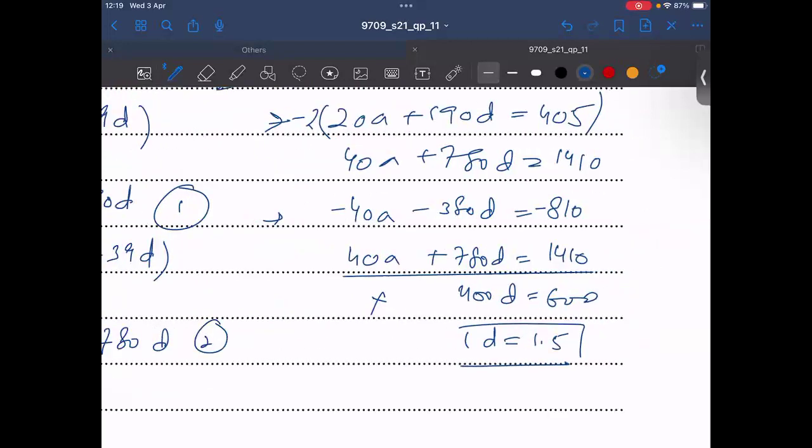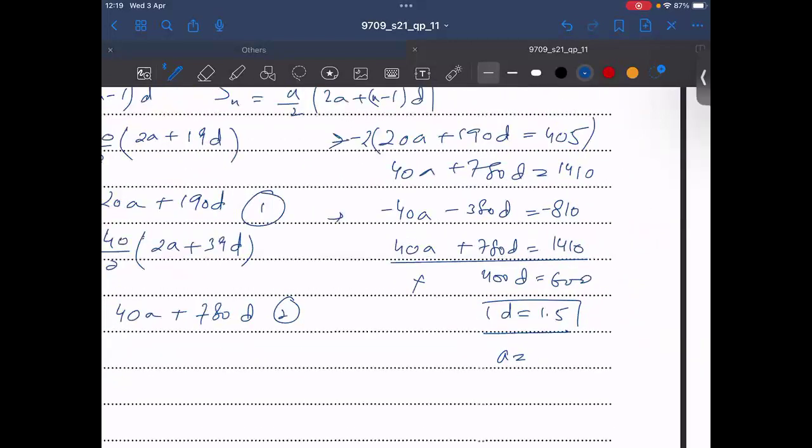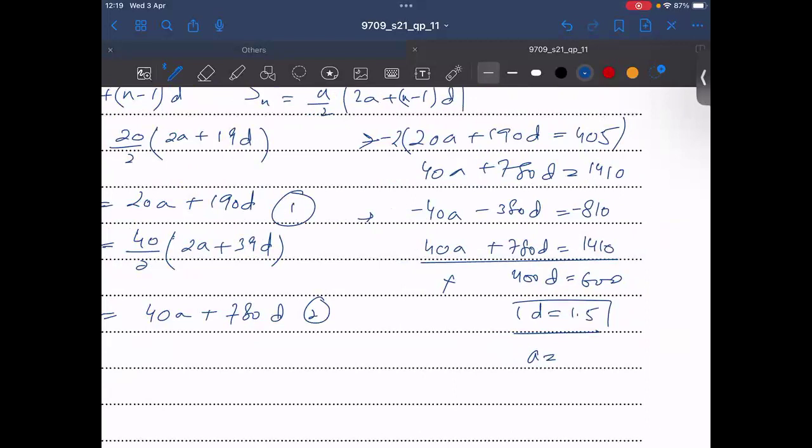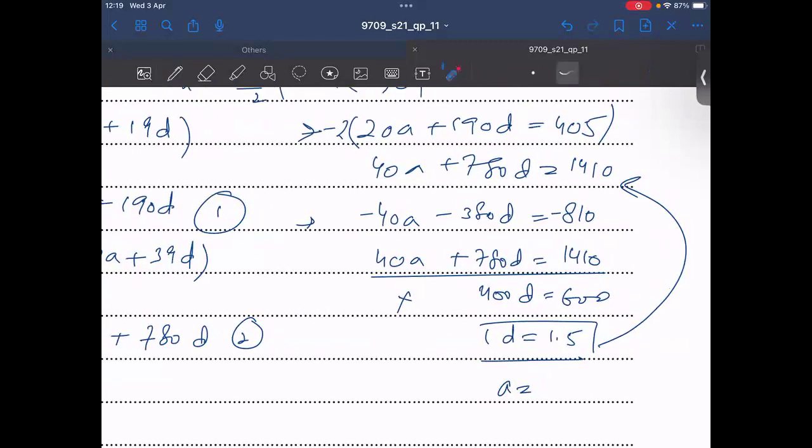Yes, sir. Is that so? D is going to be 1.5. And what's going to be A? I'm going to substitute in any of the equations above. Can you just help me out in calculating A? Just substitute over here. Yes, sir. A is 6.